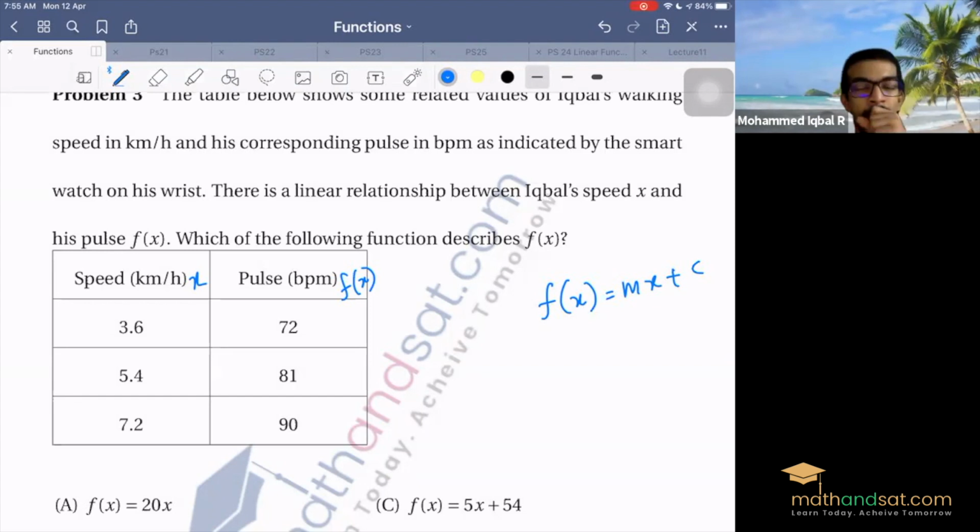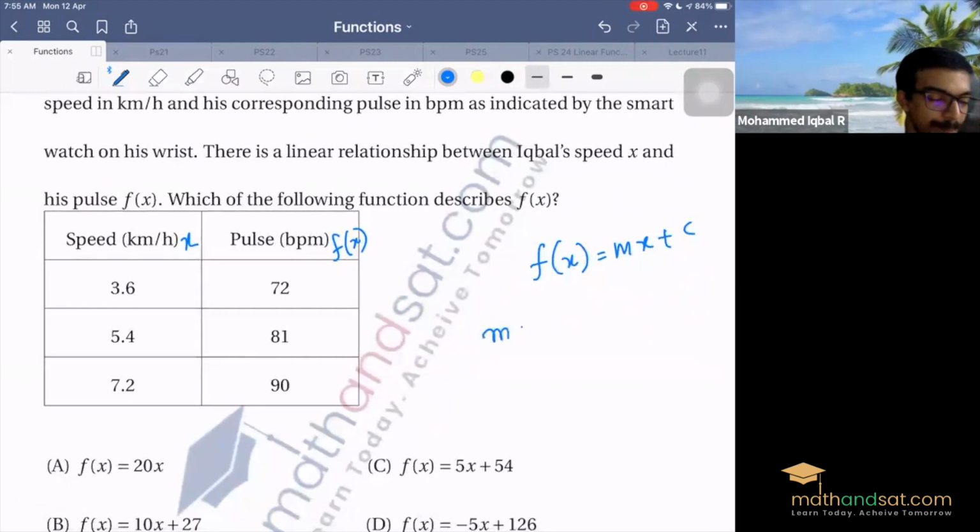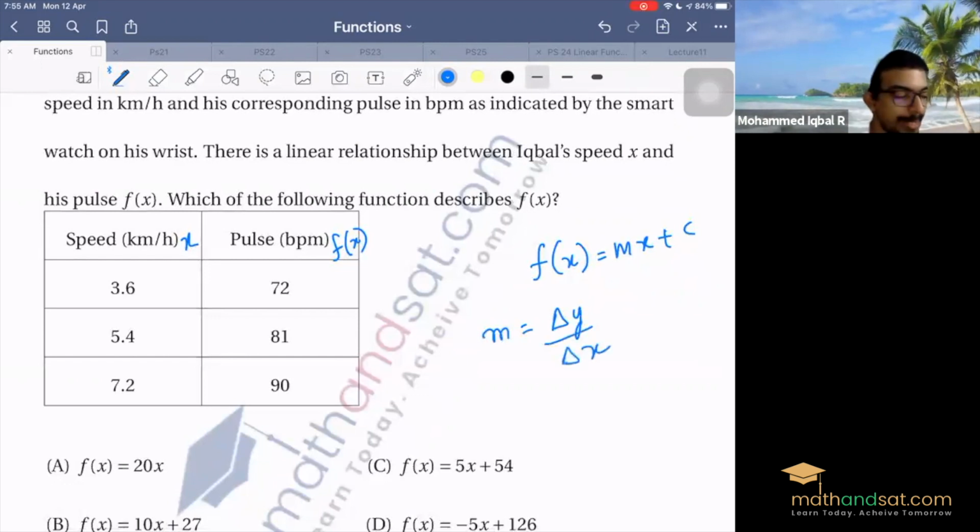Now, our idea is to find the expression for f of x. How can we do that? It is clearly given that it's a linear relationship. So, in a linear relationship, you know that your rate of change is m, and that is given by delta y over delta x. So take some change in x and take the corresponding change in y. Have a look at it.